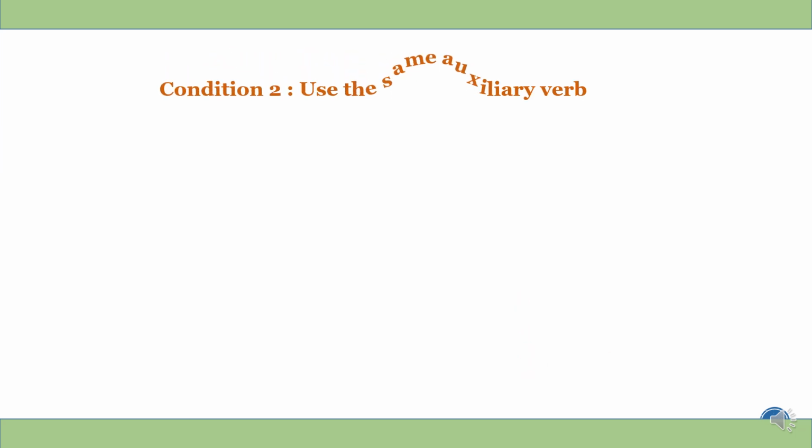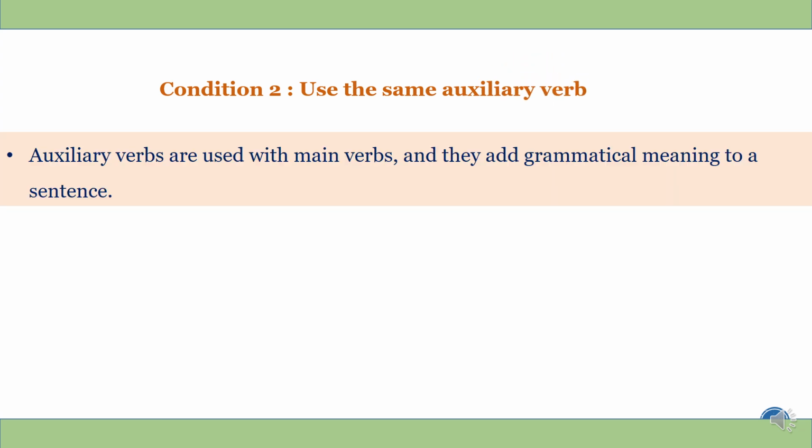The next rule is use the same auxiliary verb. Auxiliary verbs are used with the main verbs and they add grammatical meaning to a sentence. Examples: my sister is here, isn't she? Here which is the auxiliary verb? Is. My sister is here. In this statement, is the auxiliary verb. We need to use the same auxiliary verb in the question tag also. That is why we are using isn't she.